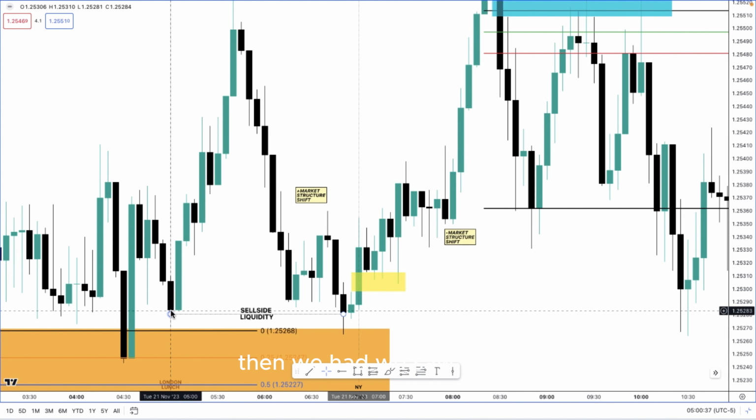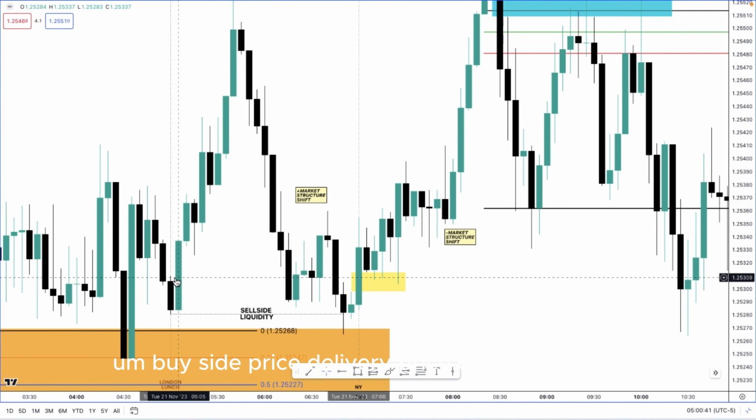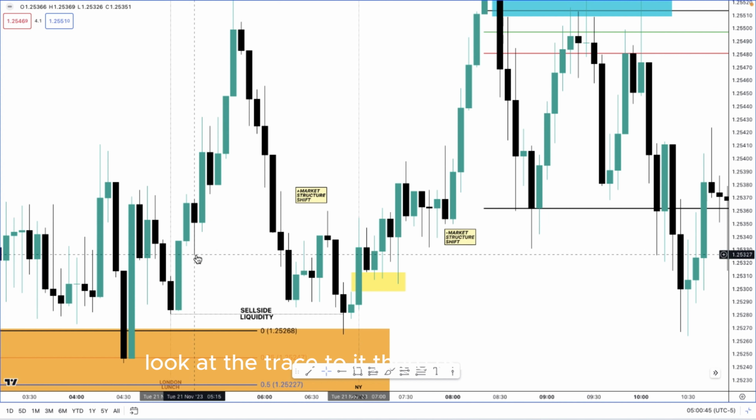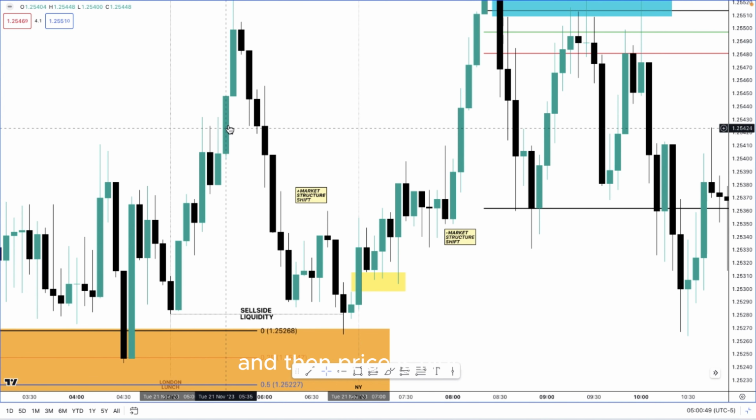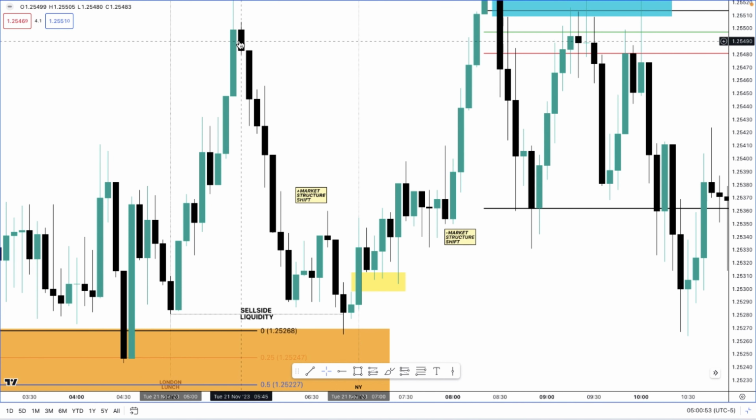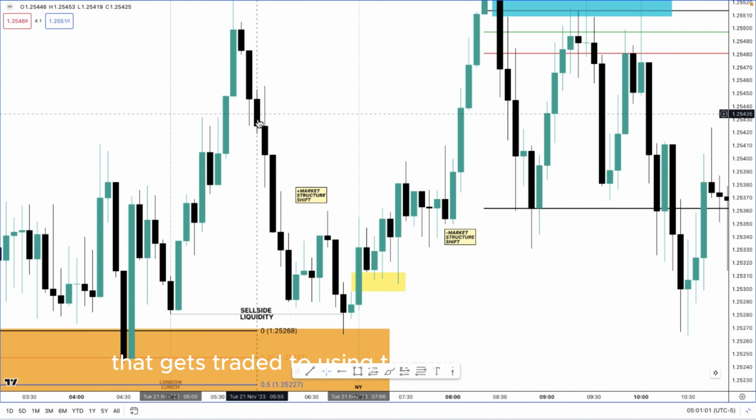And then we saw some buy side price delivery. Price created this fair value gap there, traced to it using this candle, and then price is higher. And then we can see price reversing, sell side price delivery. We can see this bearish fair value gap that gets traded to using the high of this candle.